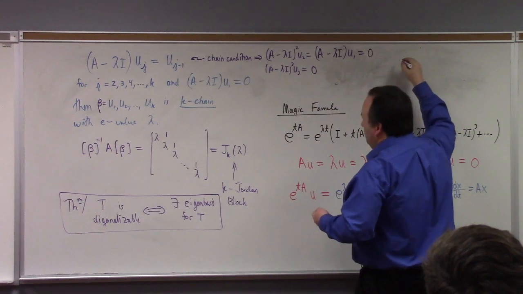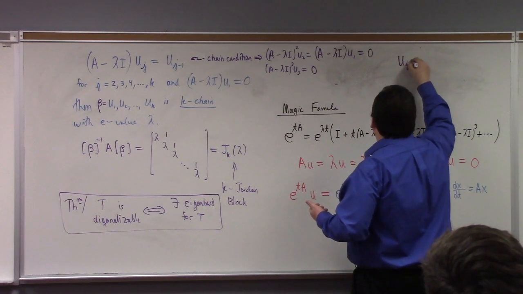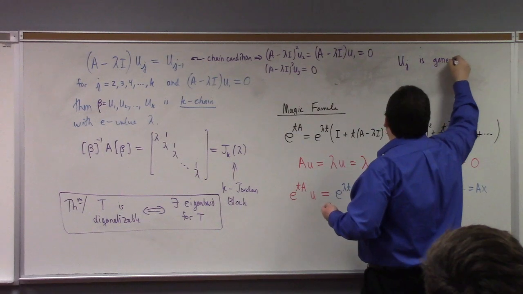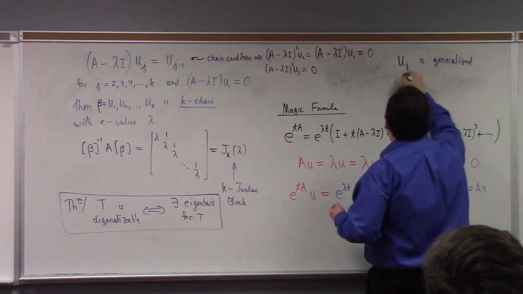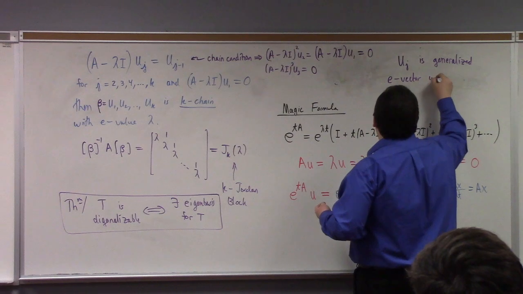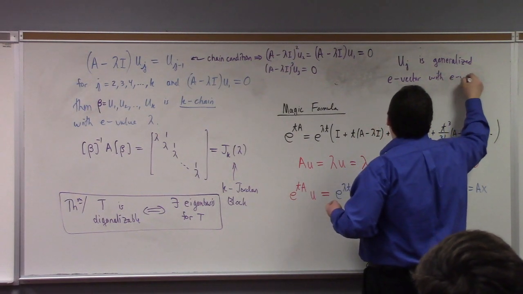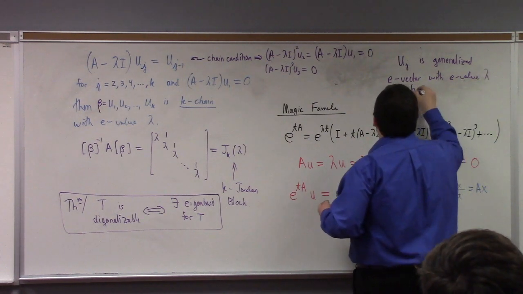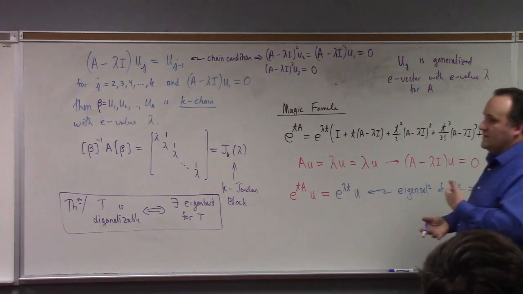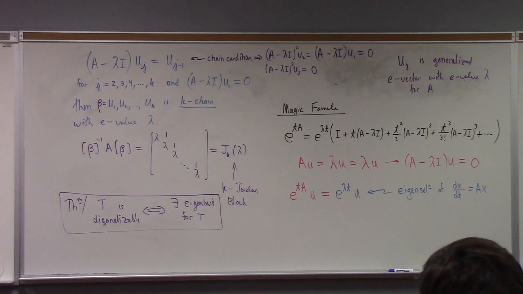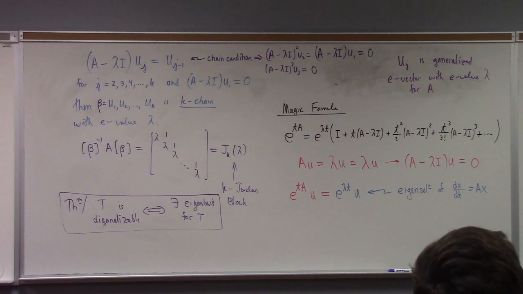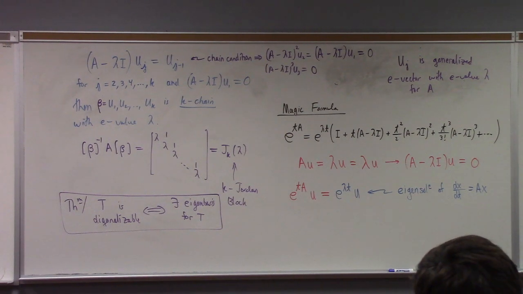So Uj is a generalized eigenvector with eigenvalue lambda for A. What that means is that the jth power of A minus lambda I, when it hits it, gives you 0. However, the (j minus 1)th power is non-zero. That makes it a generalized eigenvector of order j. Order 1 is just plain old eigenvector. Do you see why those are interesting?